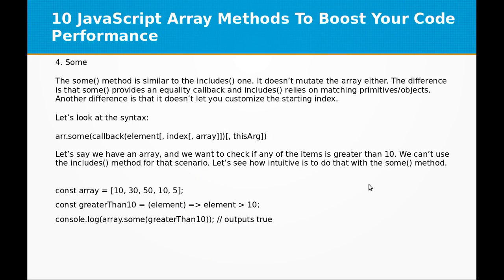The next one is sum method. The sum method is similar to the includes one. It doesn't mutate the array either. The difference is that sum provides an equality callback and includes relies on matching primitive objects. Another difference is that it doesn't let you customize the starting index. Let's look at the syntax. Array.sum, callback element, index array, and at the last argument.